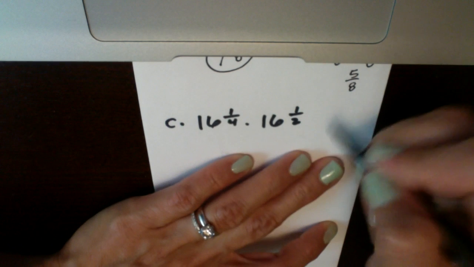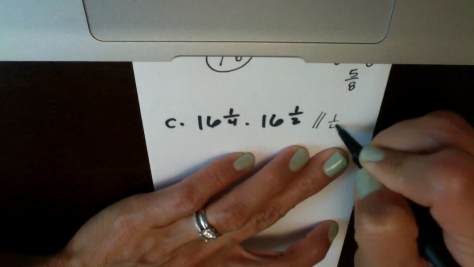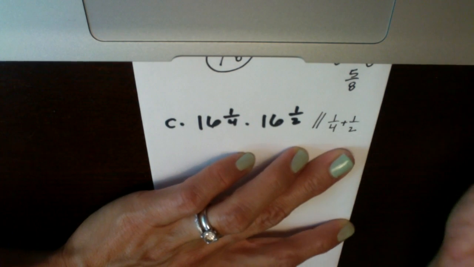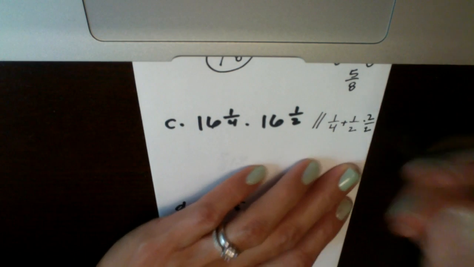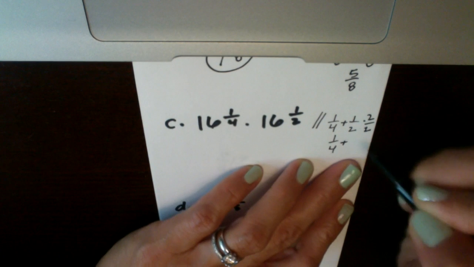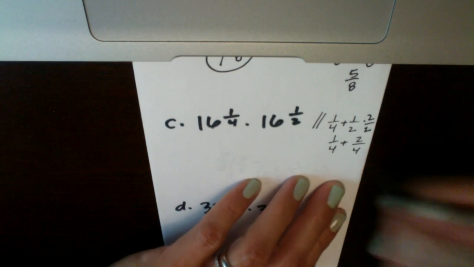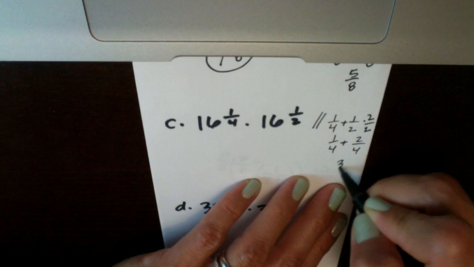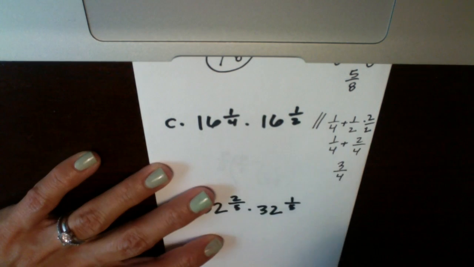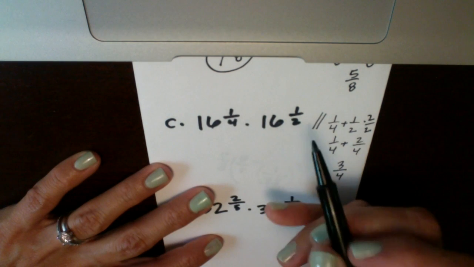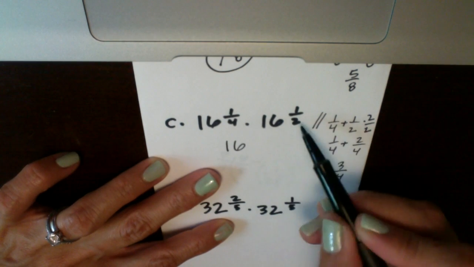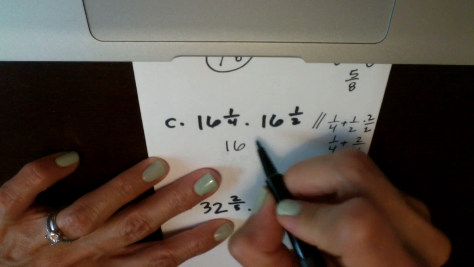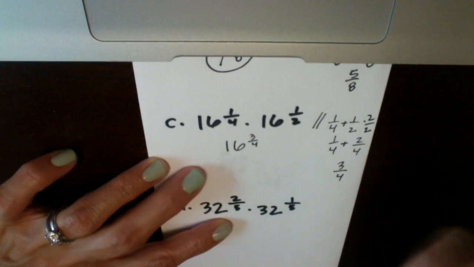For the next one, same base numbers, we're going to add the exponents, 1/4 plus 1/2. If you want common denominators, you multiply by 2 over 2. So you get 1/4 plus 2/4, and when you add those, you get 3/4. So 16 to the 1/4 times 16 to the 1/2: we're going to leave the base the same as 16, and you add those exponents, which we did over here, and you get 3/4.